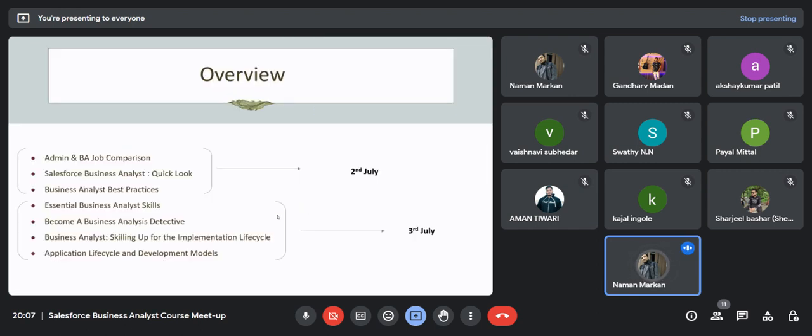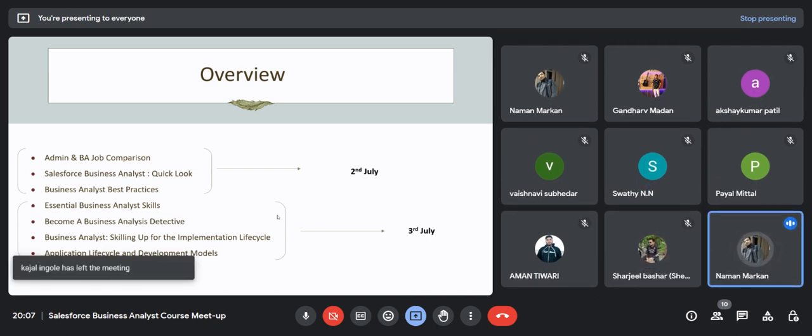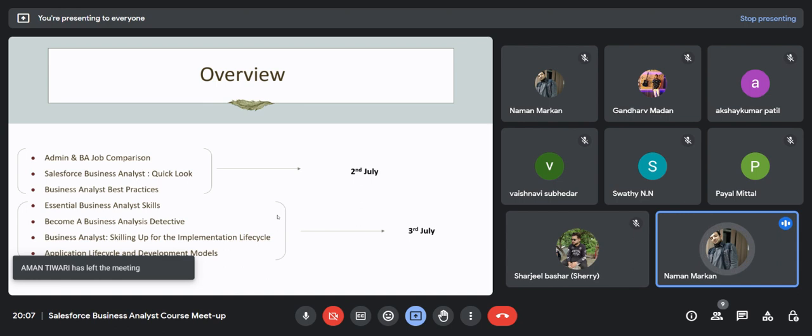In the introductory part, which we covered on 2nd July, we covered the differences between two different people, the admin and the BA, and how they differ based on their profile and their activities. We also talked about best practices for a business analyst. We looked into how you can become a detective, because as a business analyst you need to query enough to fully understand your requirements. And we looked at the development models and the differences between each stage of your implementation cycles.